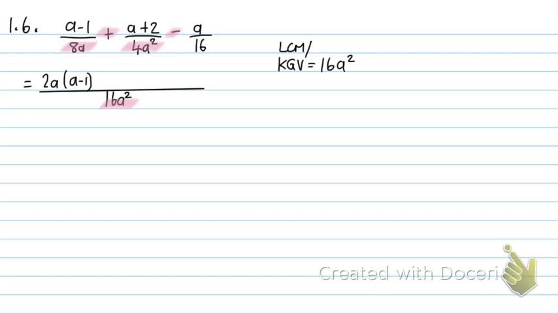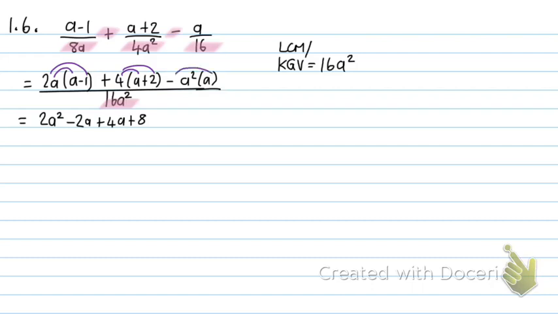What do I multiply 4a squared with to get 16a squared? With 4. So it's 4 times a plus 2. What do I multiply 16 with to get 16a squared? It's a squared, so it's a squared times a. Now multiply all of those in. It's 2a times a, and 2a times negative 1 is 2a squared minus 2a. Then I multiply the 4 in. 4 times a is 4a, 4 times 2 is 8. Negative a squared times a is negative a to the power 3 over 16a squared.